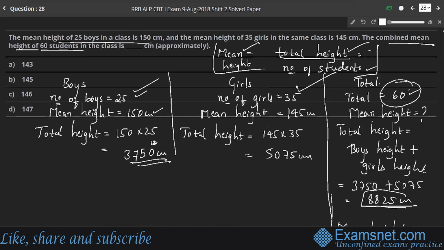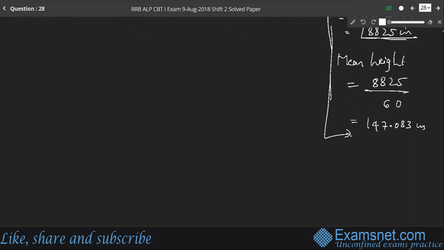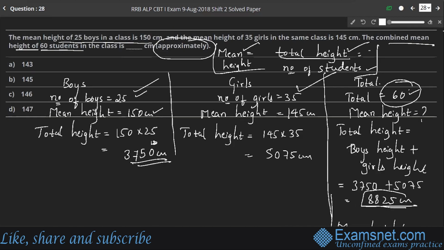147.083. It is asked to find the approximate mean height, which is approximately equal to 147 centimeter. Right? Mean height of the whole class is 147 centimeter. Option D is the right answer.